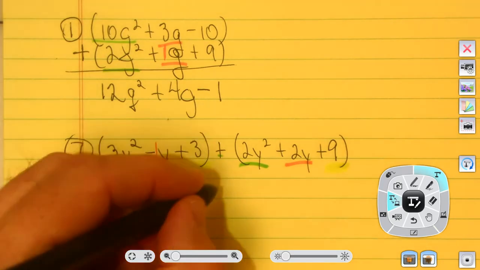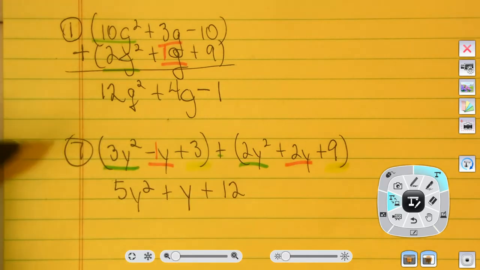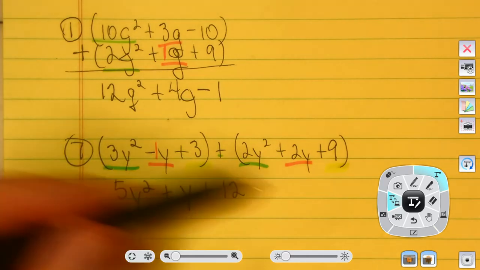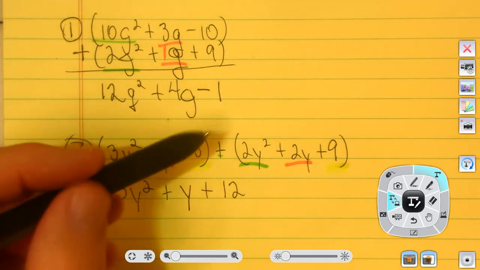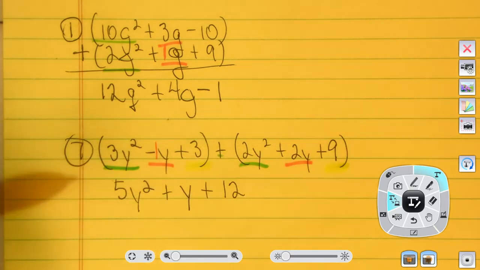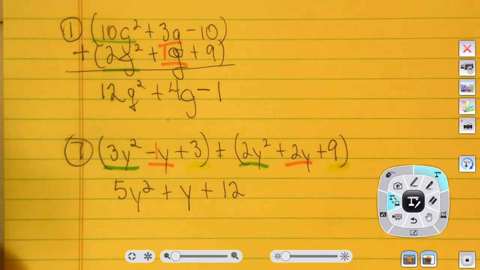And then 3 plus 9, which is 12. So when I add those two trinomials, 3y squared minus 1y plus 3 to 2y squared plus 2y plus 9, I get 5y squared plus y plus 12.